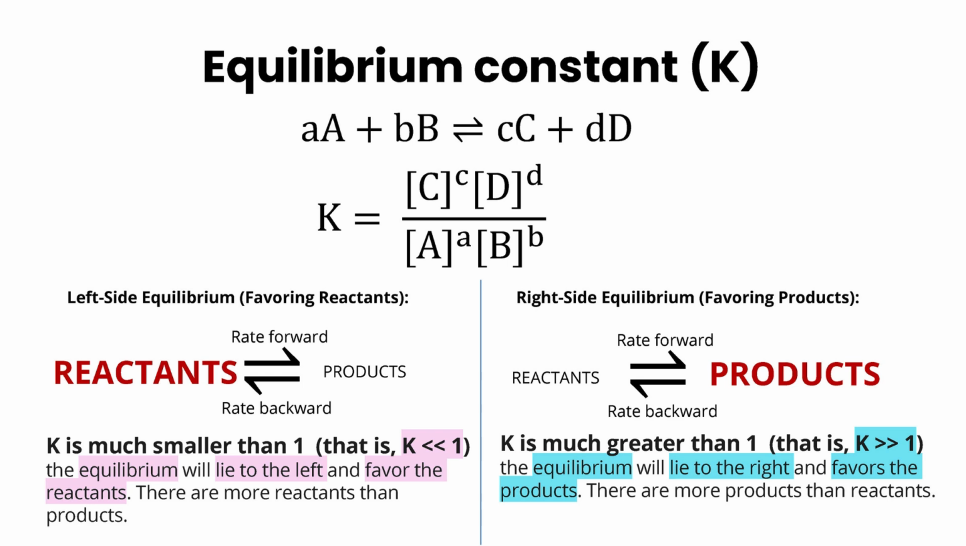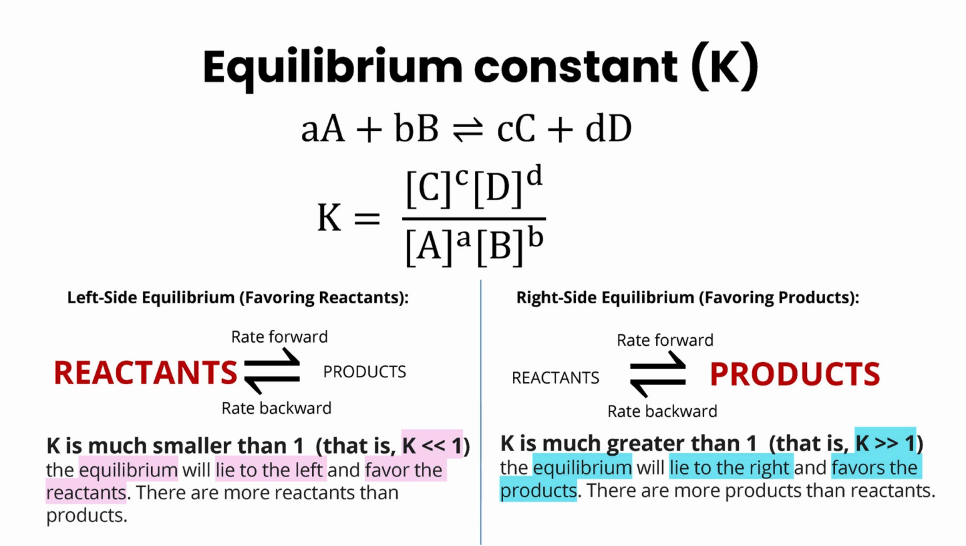If K is really small, like much less than 1, it means the denominator, reactants, must be much bigger than the numerator, products. So K much less than 1 means equilibrium lies way to the left. You mostly have reactants. And if K is huge, much bigger than 1, then the numerator, products, must be much larger. K much greater than 1 means equilibrium lies far to the right. You mostly have products. The reaction strongly favors product formation. It's like a score for how much product you get.